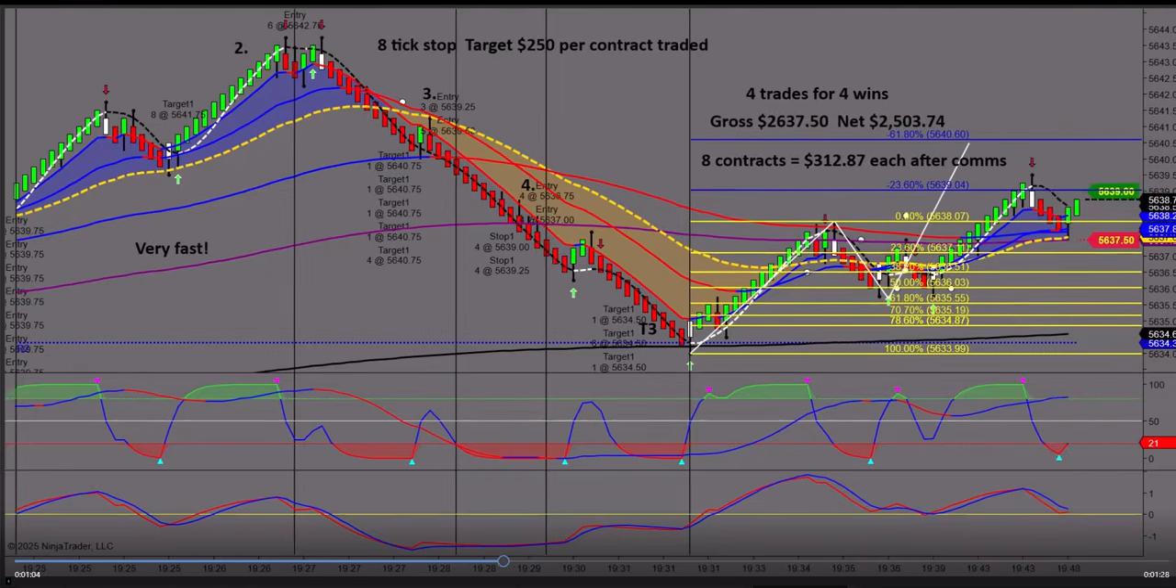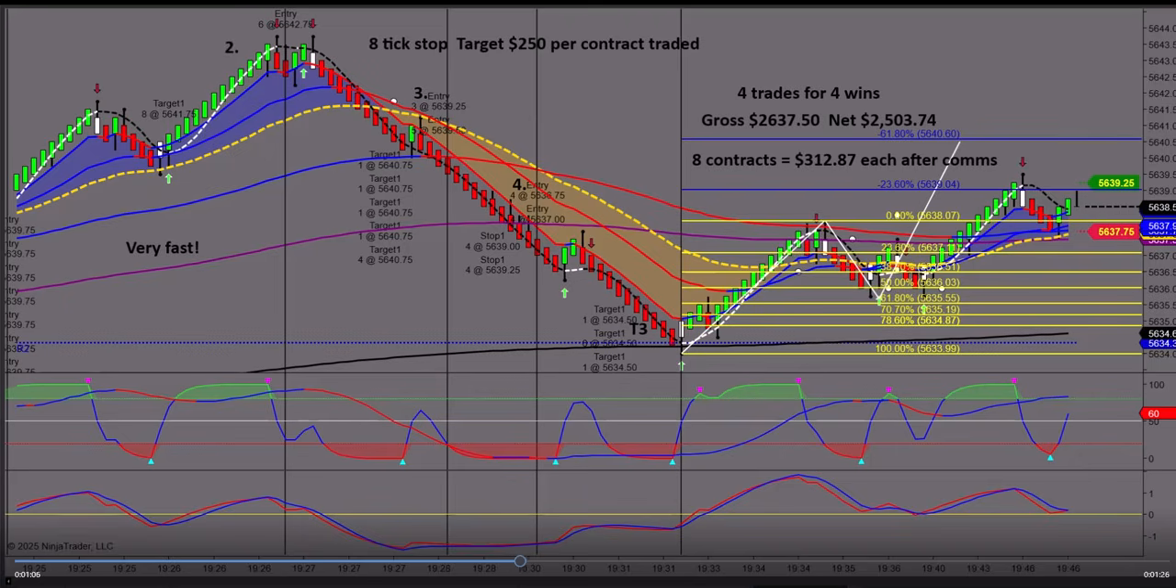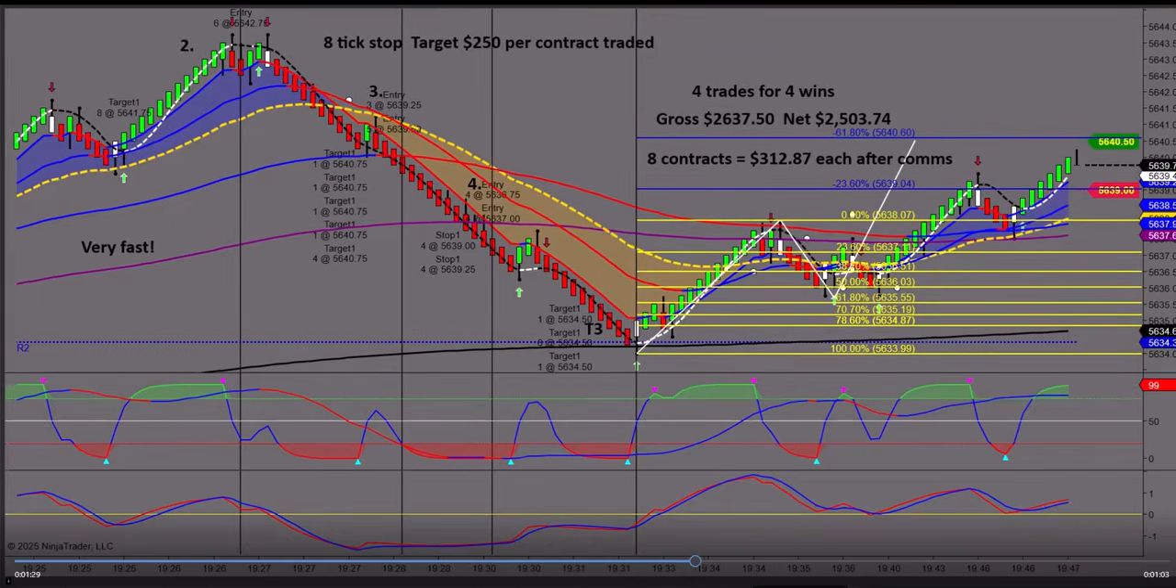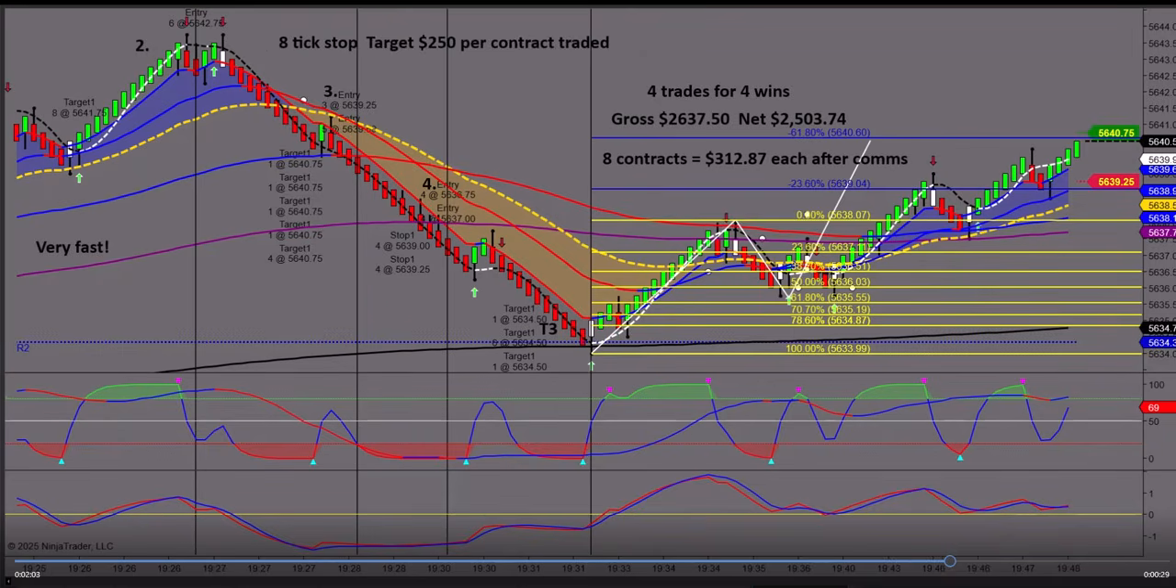Now just there, notice we've hit that level, and as I said, I've already hit my target for the day, but I wanted to show you how effective this can be. Now I'll just speed along here, because watch what happens in a moment. Okay, so we're about to hit our final target, which is put in mechanically.